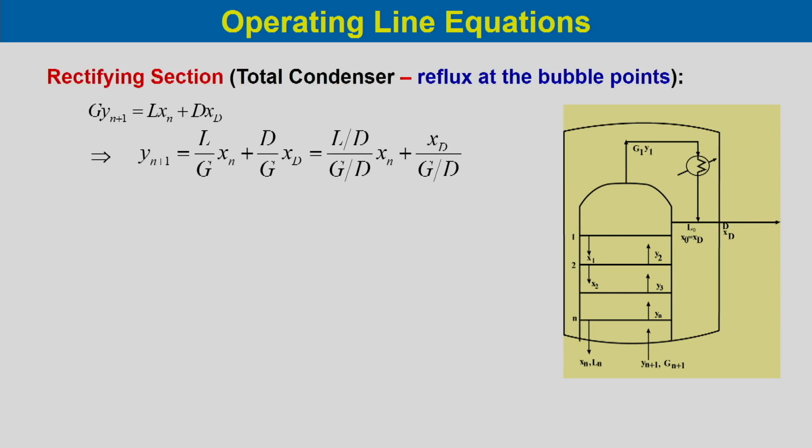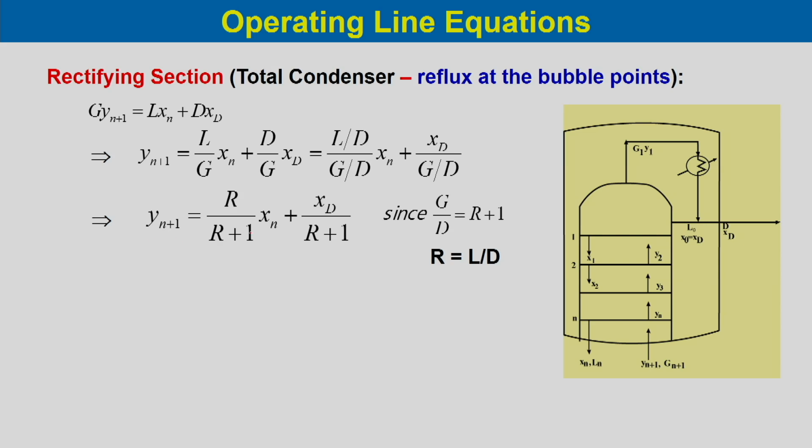Now, if we rearrange and divide both the left and right hand sides of this equation by G, we obtain y n plus 1 equal to L by G x n plus D by G x D. Now, this will be L by D divided by G by D into x n plus x D divided by G by D. Since G by D is R plus 1 and R is equal to L by D, we can write y n plus 1 equal to R by R plus 1 x n plus x D by R plus 1.